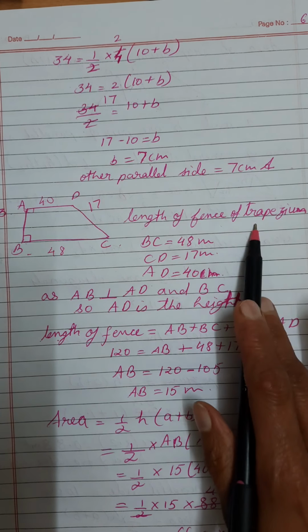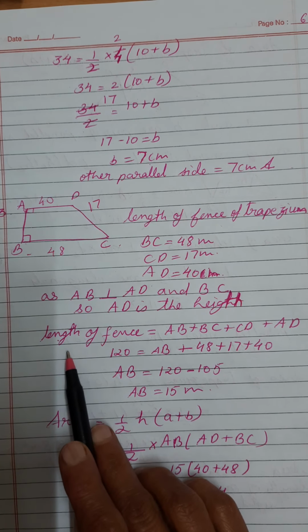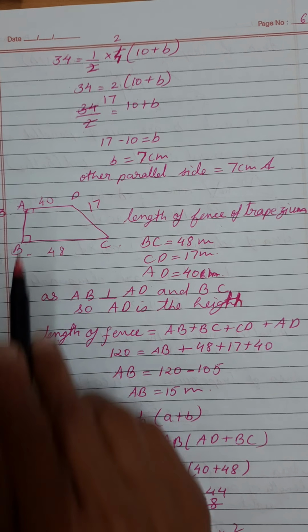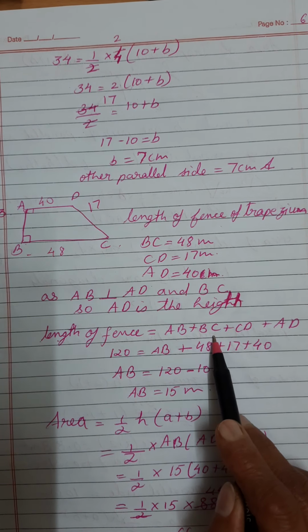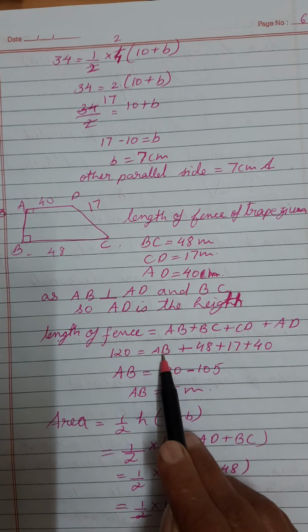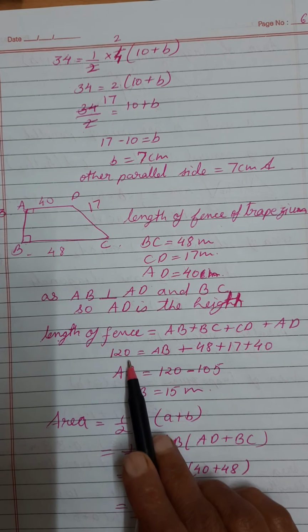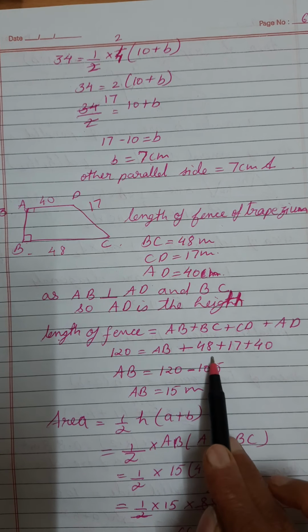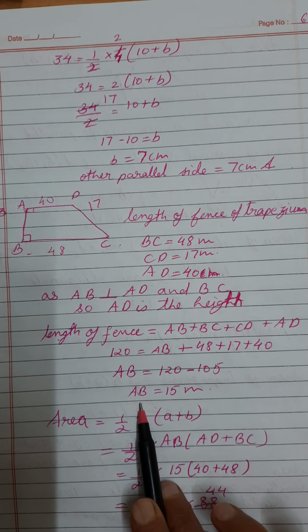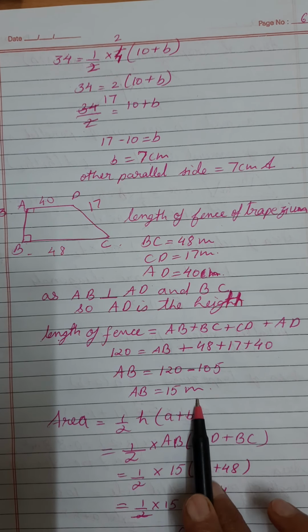Now as it is given, the length of the fence of the trapezium is 120 meters. So what will be the length of the fence of this trapezium? AB plus BC plus CD plus AD. So let us substitute the values. 120 is equal to AB plus 48 plus 17 plus 40. When you solve it, you will get AB is equal to 15 meter.